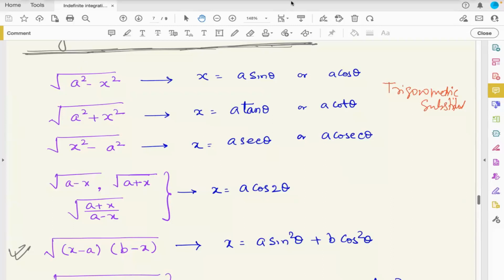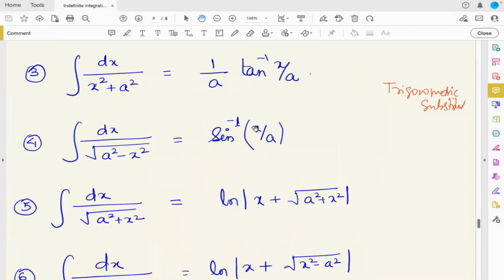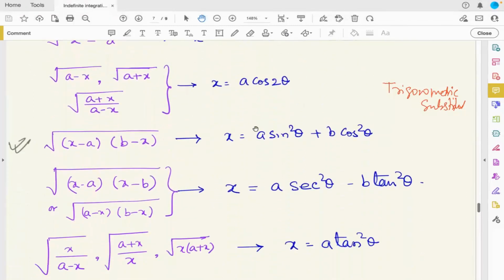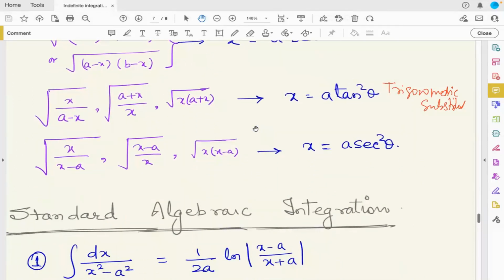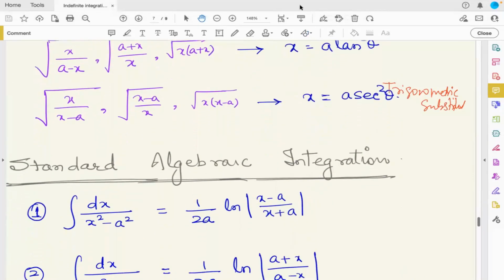So what I do here, let me go through our standard algebraic integration. Here we can substitute x is equal to either a sin theta or a cos theta. So let us substitute x is equal to a sin theta. So we know that dx is equal to a cos theta d theta, right?